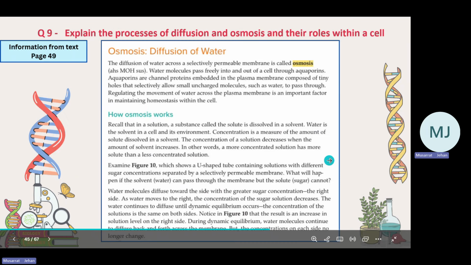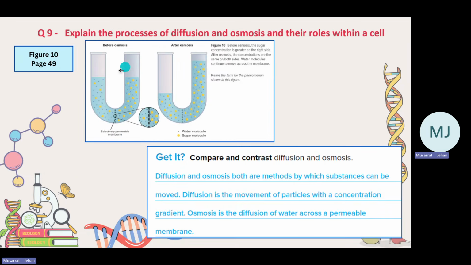If you see in this figure, here they are, both sides. This is before osmosis. This is the selectively permeable membrane. Blue ones are water molecules and yellow ones are sugar molecules. Before the osmosis, the sugar concentration is greater on the right side. You can see more sugar here. So what will happen because the concentration is more here?